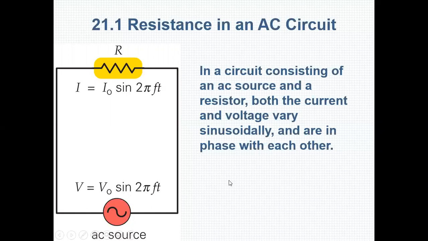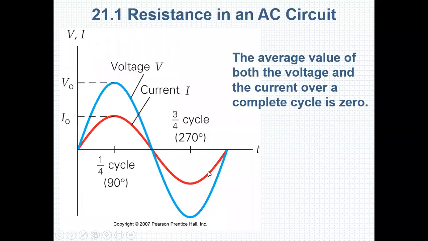In a circuit consisting of an AC source and a resistor, both the current and voltage vary simultaneously, but they are in phase. Let's see another slide. This is the voltage curve, which is changing with time, and this one is the current. This is also changing with time, but they are in phase, right? Phase means they are moving in the same direction at the same time.